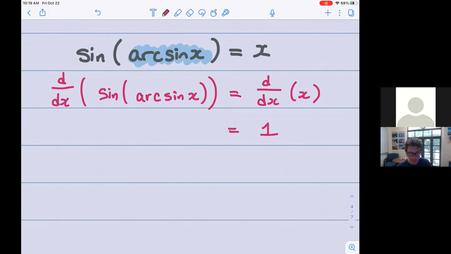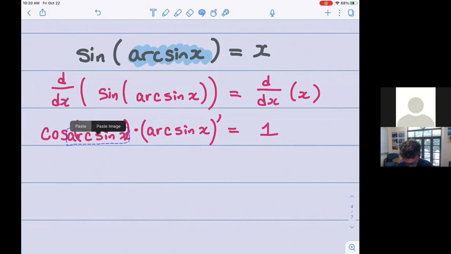Now the derivative of the left side, well, this is our wonderful chain rule. The derivative of sine of anything will be cosine of that thing times the derivative of that thing. So what do we have? If we had smiley face, we have cosine of smiley face times the derivative of smiley face. And in this case, what is our smiley face? Well, I'm just going to literally copy paste it. Our smiley face is arcsine, so I'm going to put that in both of these positions.